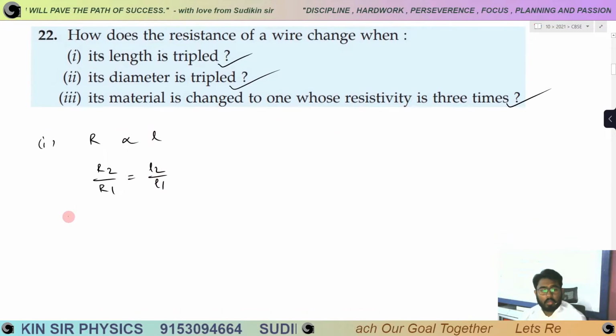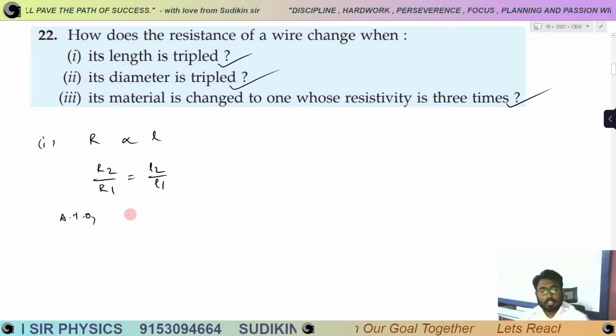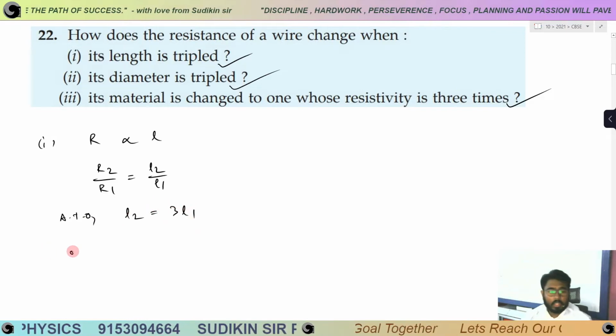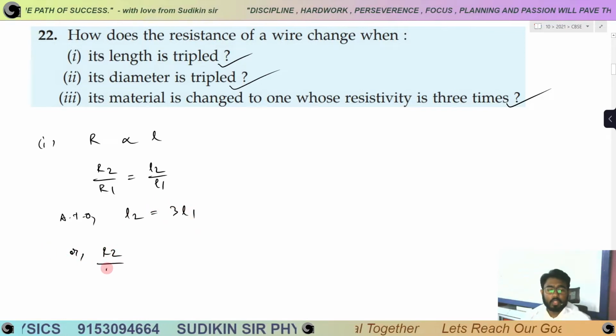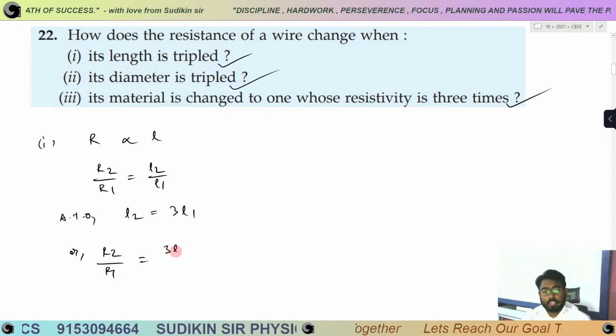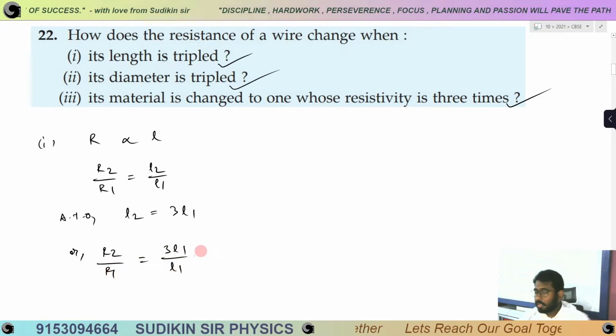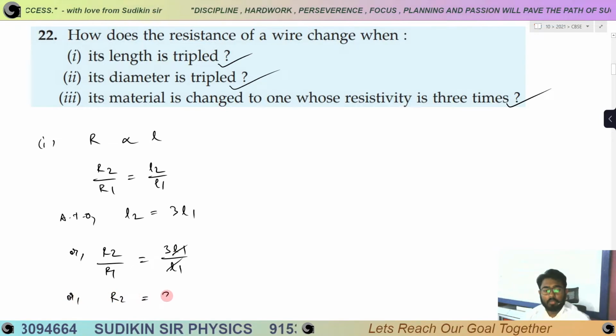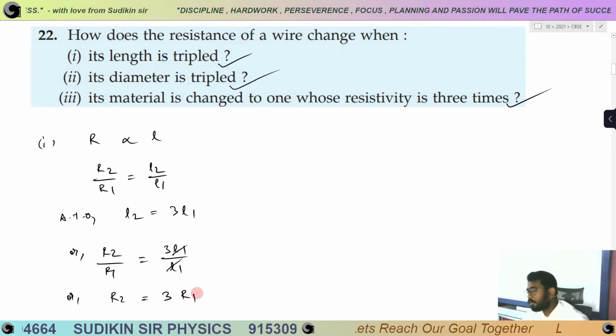According to the question, what are they saying? They are saying that L2 is 3 times L1. So can I write it here as R2 by R1 equals 3 times L1 by L1? If I cancel the L1s, R2 will be 3 times R1. Are we clear?